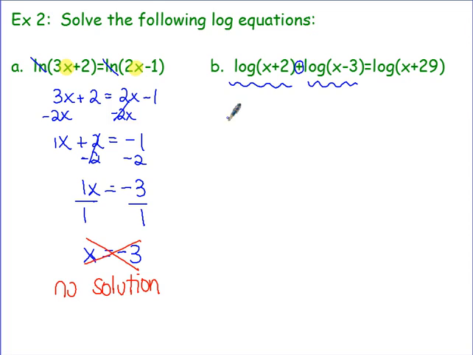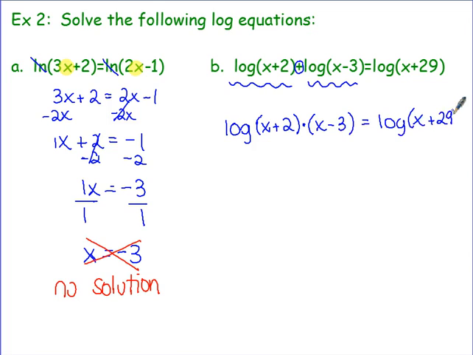So I'm going to have 1 log now. I'm going to take this stuff, x plus 2, and I'm going to multiply it by this stuff, x minus 3. And it still equals log of x plus 29. That's how you condense. Addition changes to multiplication, subtraction changes to division. Now I see 1 log and 1 log. So now you may cancel.